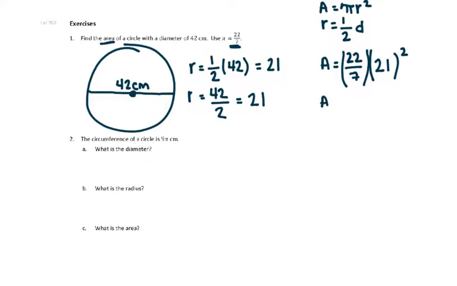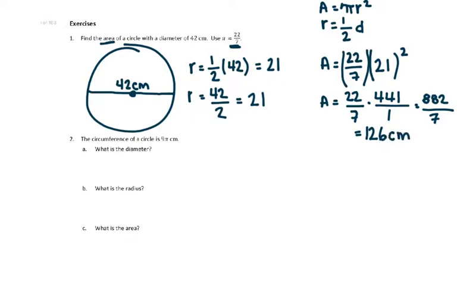So for my area, I'm going to leave that 22/7 for now, and I'm going to find my 21 squared. So 21 times 21 is 441. And remember, that's actually over 1. So I'm going to multiply straight across, and 441 times 22 is 882 over 7 times 1 is 7. So now I ask myself, how many times can 7 go into 882? And 882 divided by 7 is 126. So the area of my circle is 126.